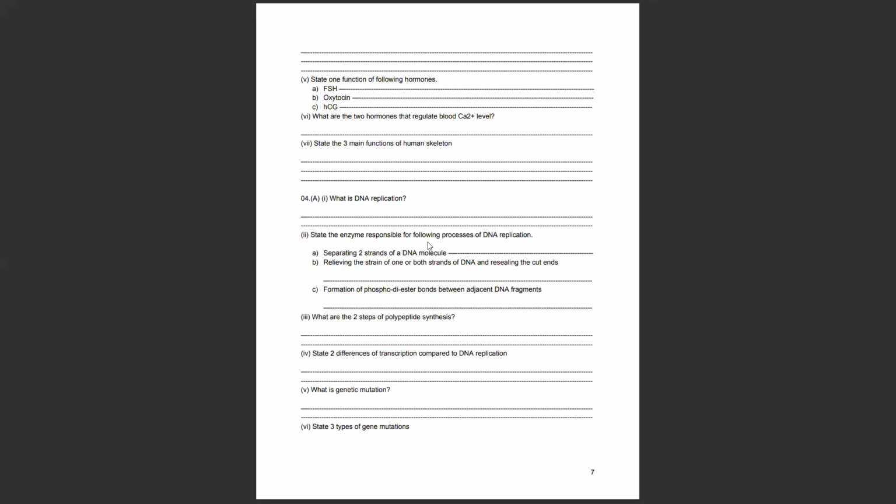Next one, Roman number 5. State one function of the following hormones. FSH, follicle stimulating hormone. There are 2 functions. You can write only one. First one, stimulate growth and development of ovarian follicles.